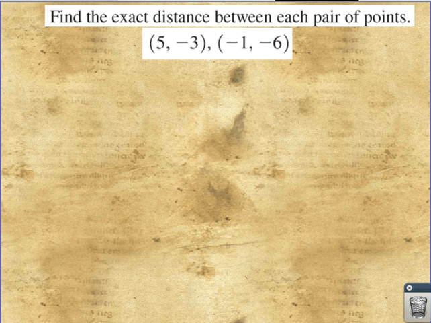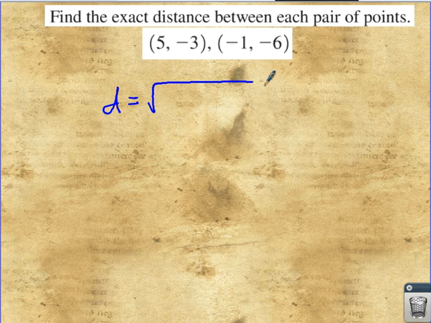Okay, let's actually apply the formula. I'm going to show you two different ways to work this. The second method I like a little bit more. It's faster, but you pick the way that you like best. Actually using the distance formula.